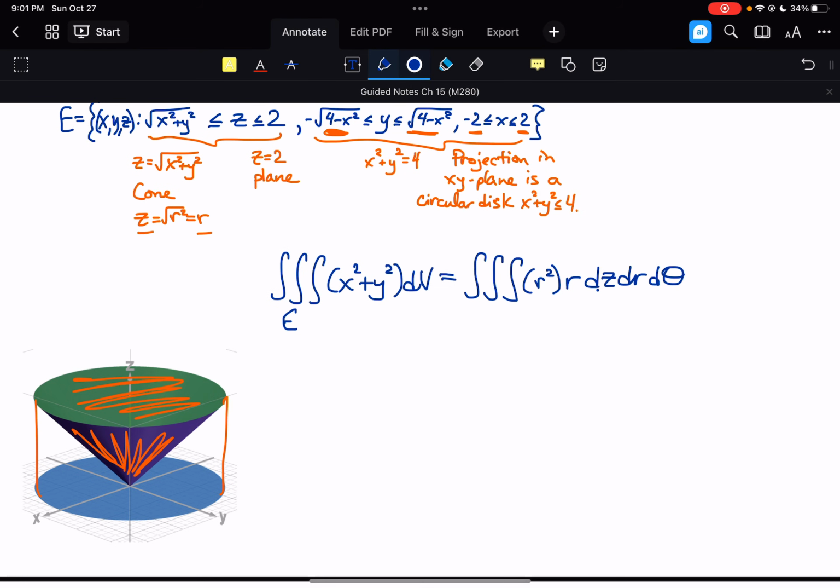So now for the 3D portion, we go from cone up to plane. So that's going to be from z equals r to z equals 2. And then for dr and d theta, r goes from 0 out to the edge of that circular disk of radius 2, so 0 to 2. Theta goes 0 to 2 pi, because we're going all the way around.